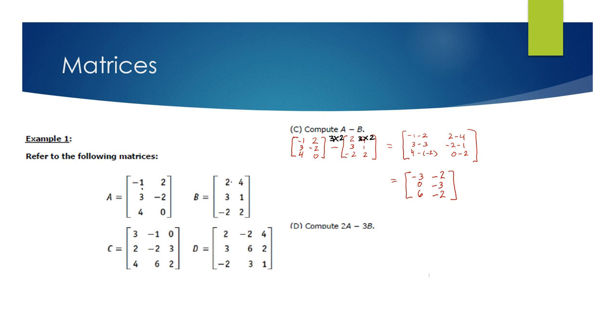When I do adding and subtracting constant multiples of matrices, I have to make sure I am following the order of operations as well. So take a moment and compute what 2A minus 3B would be.